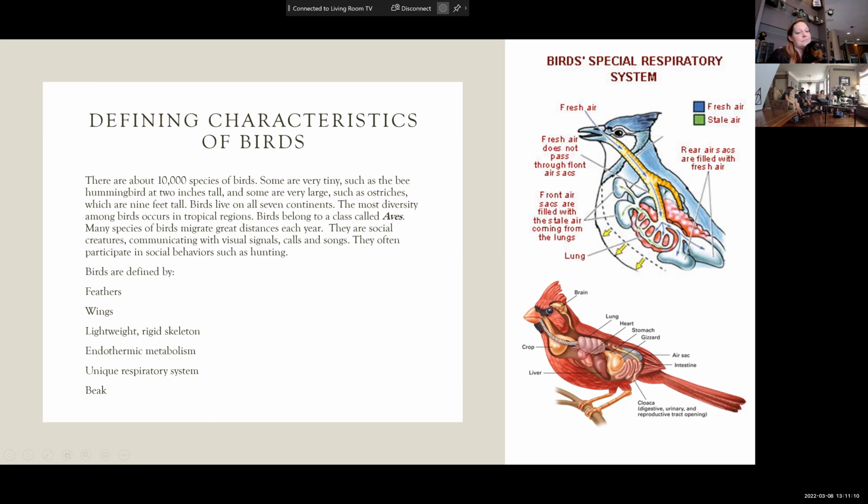And they also have beaks and oviparity, which means what? Oviparity means they lay eggs, right?